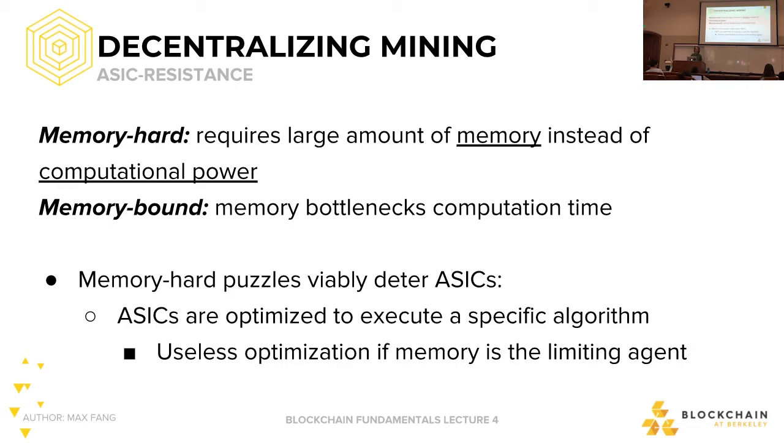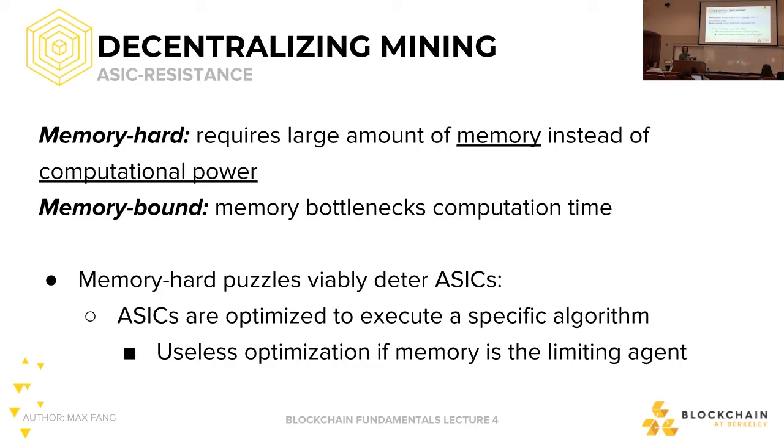A memory hard problem is a problem that requires a lot of memory to solve. You can't solve it unless you've got that. Versus a memory bound problem, it scales based on the memory that you have. So you can't get above a certain point unless you have a certain amount of memory. These two ideas are important, and they're very similar. Just think about this idea as memory is a limiting factor.